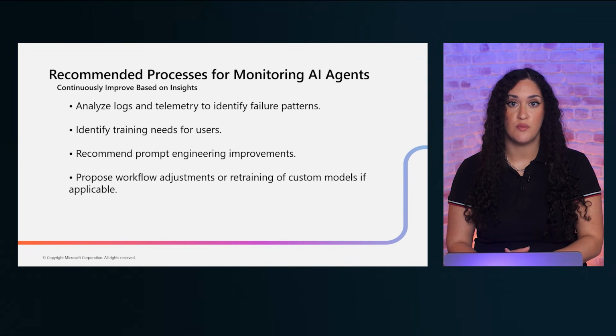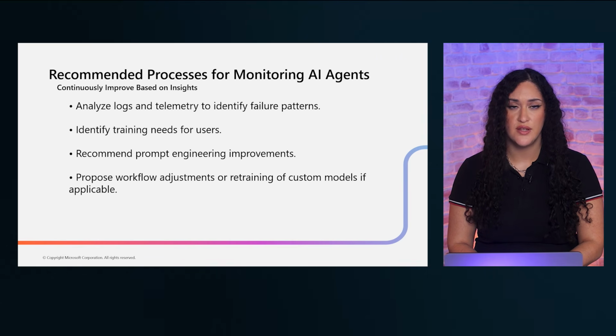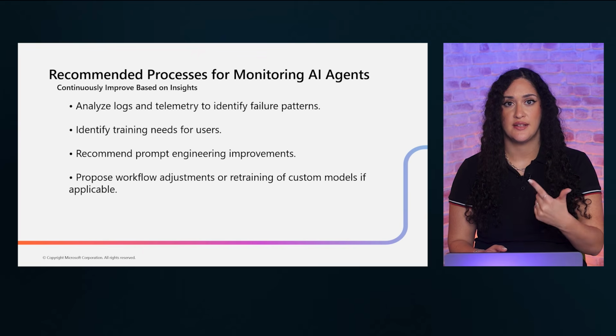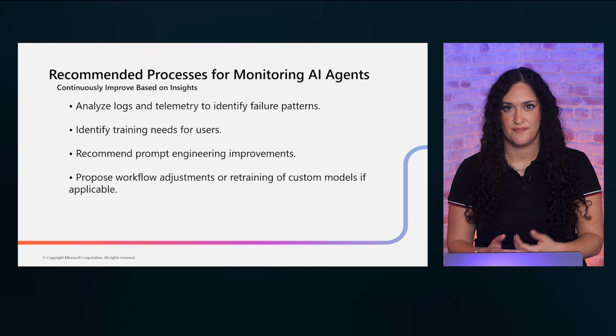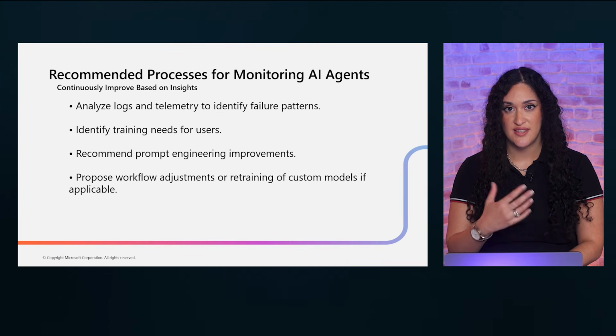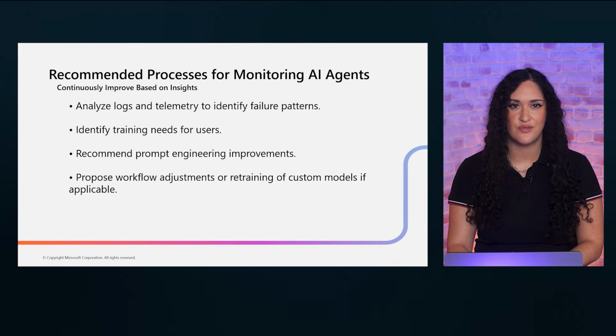Recommend prompt engineering improvements based on what you see in the data. And if you are using custom models, be ready to propose workflow adjustments or even retraining when performance drifts. The best practice here is to establish a feedback loop. Monitor, analyze, improve, and then monitor again. This cycle never stops. Continuous improvement is what separates good agent deployments from great ones.